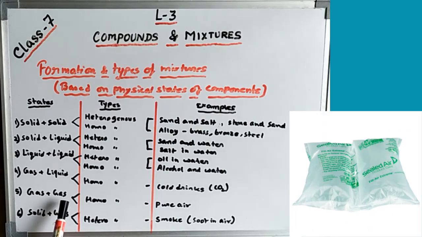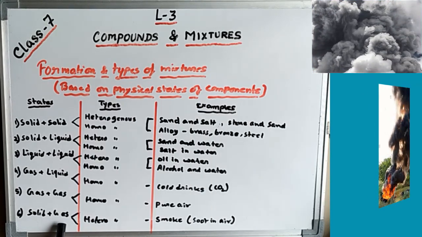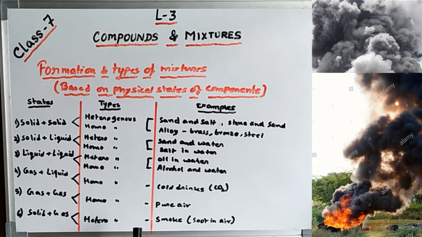Now coming to the gas mixture, it is also a homogeneous mixture. I have told you air is an example of a homogeneous mixture, so pure air. Okay. Now coming to the solid-gas mixture. A solid-gas mixture is a heterogeneous mixture, because any dust particles mixed into the air can be easily found. Or you can take smoke also. Smoke contains black carbon soot particles. When they mix into the air, they form the smoke. So this smoke is also an example of a heterogeneous mixture.